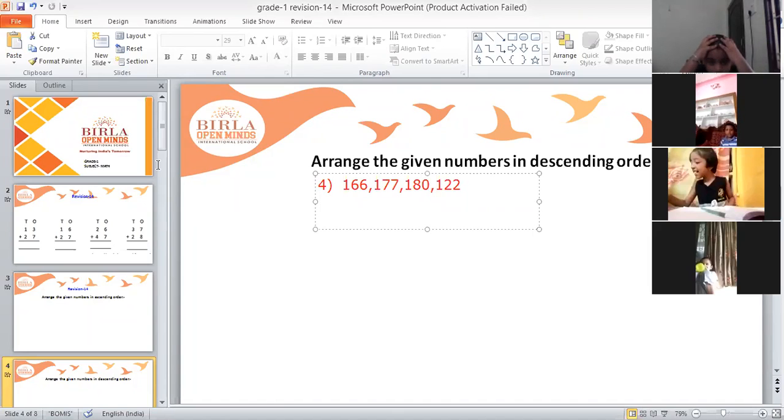Okay, Sai Joshit, now you tell me the answer. Numbers are 166, 177, 180 and 122. Which is biggest? 180. Very good. 177. Very good. 166. Very good. 122. Very good. This is the correct answer. Very good, Sai Joshit. Now next, fifth bit.